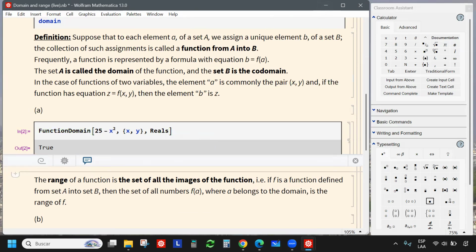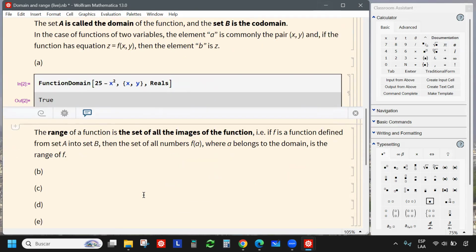What about the range of F? So first, let's revise this definition. The range of a function is the set of all the images of the function. This is, if f is a function defined from set A into set B, then the set of all numbers f of a, where a belongs to the domain, is the range of f.